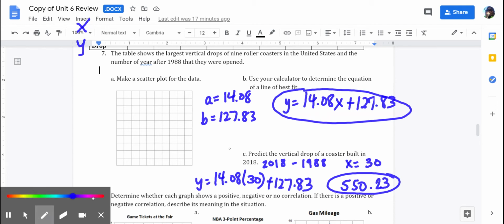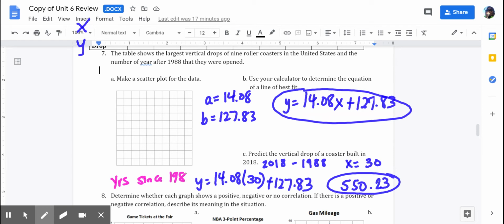When it comes to making a scatter plot, please make sure you label what each axis is. Down here will be years since 1988. And this side will be the vertical drop. And again, it's completely up to you how you want to scale your graph. I'm going to go up by 50s. You can go up by whatever you want here.